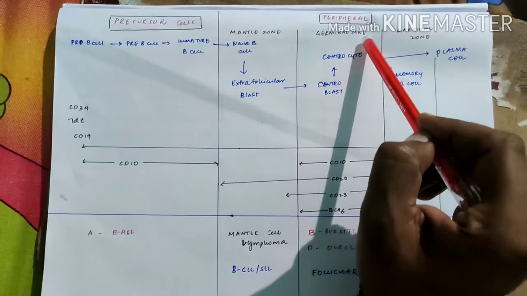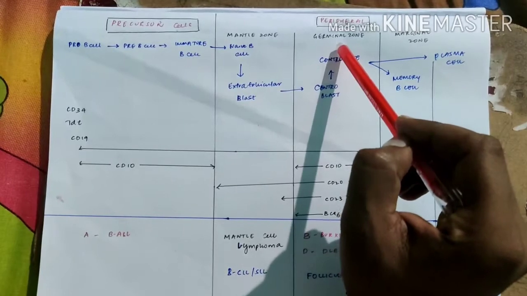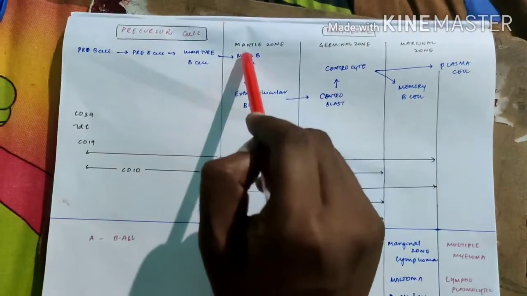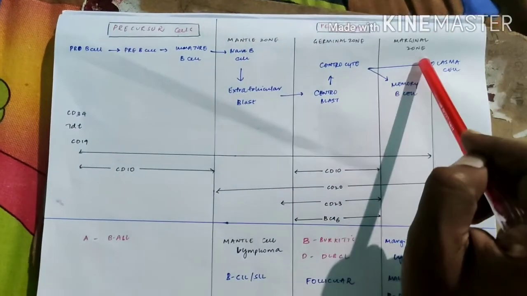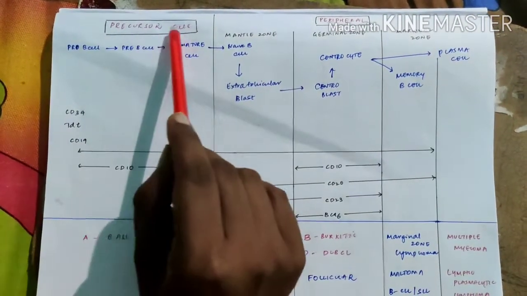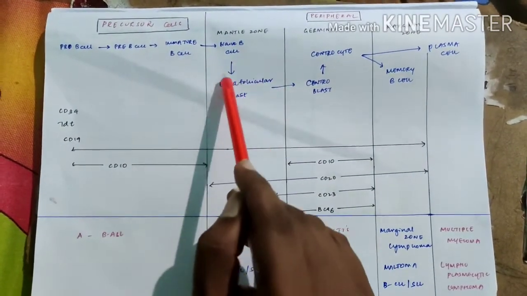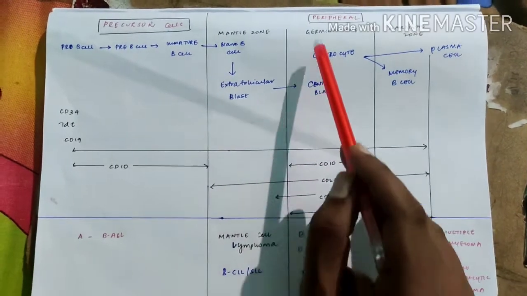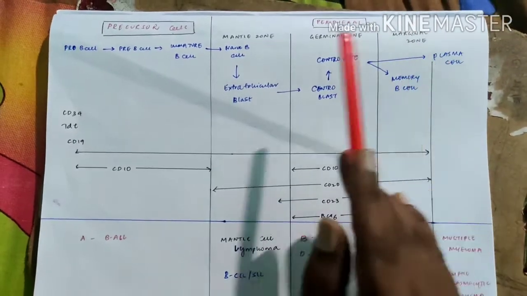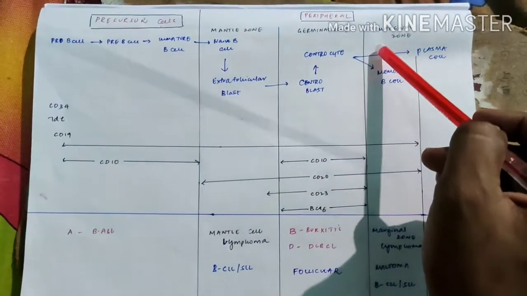Then the germinal zone. The germinal zone is in the center, so centroblast, centrocyte. Outside the germinal zone there is a marginal zone. This is the pre-germinal zone, which is the mantle zone. This is the post-germinal zone, this is the marginal zone. Remember, in this way, precursor cells will come into the mantle zone. They will proliferate, they will change, and they will go into the germinal zone. From there, it will go into the marginal zone. You have to remember this order, which will help you to remember the cancers related to these zones.